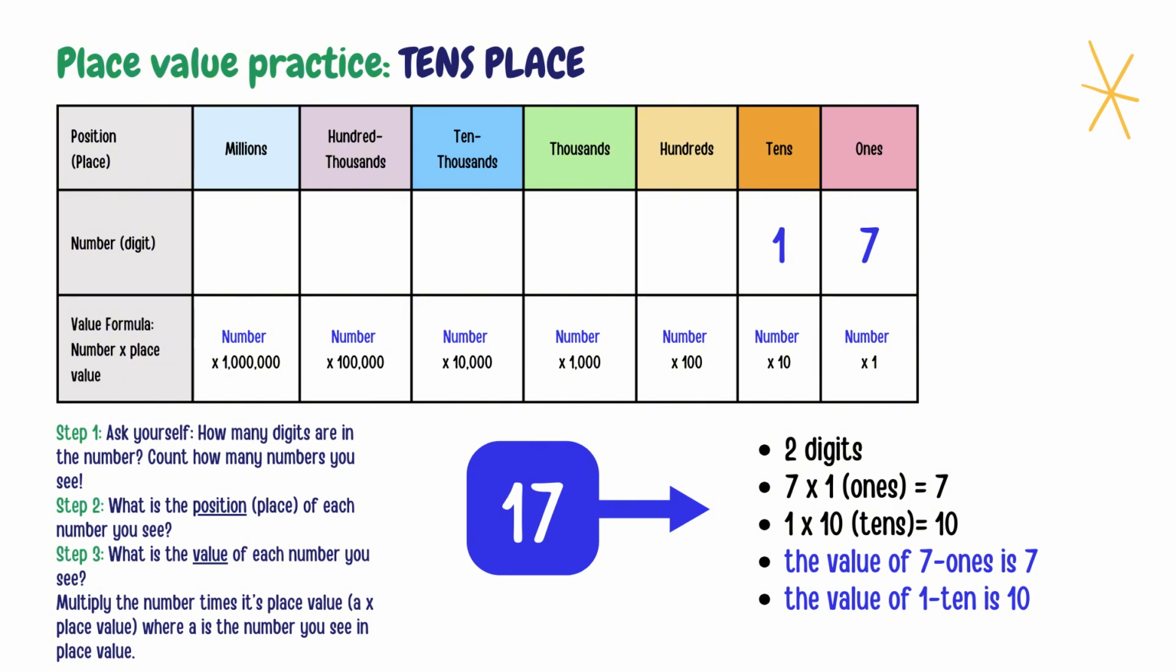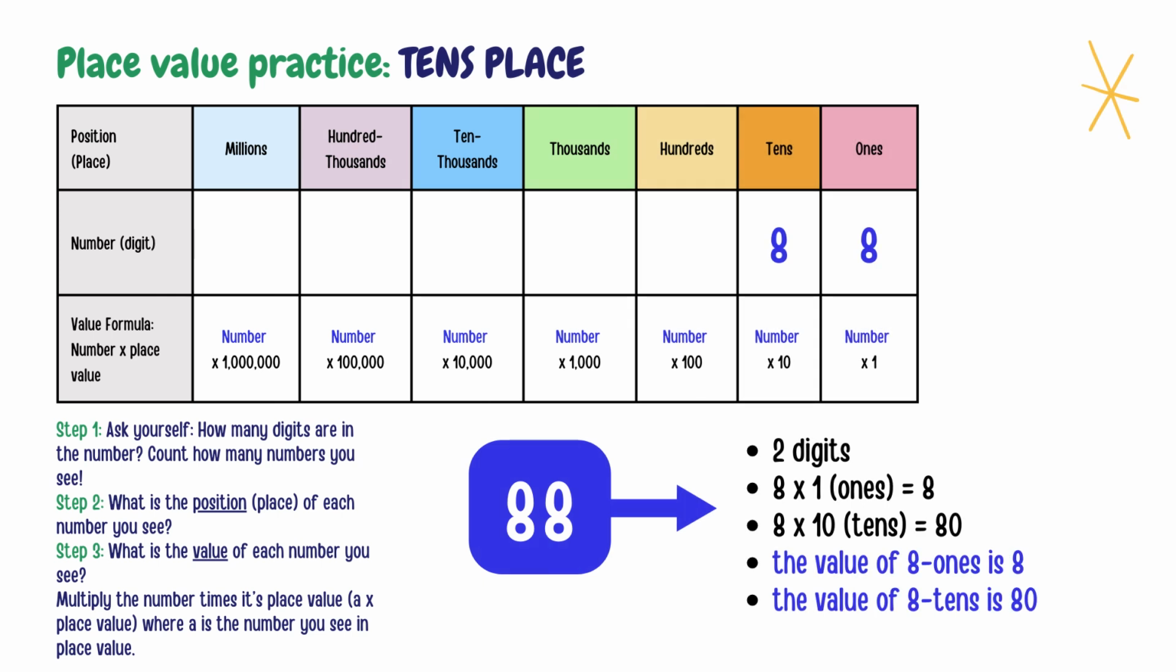Step 3, what is the value of each number you see? The number 7 in the ones place will be multiplied times 1, utilizing our formula on row 3. So 7 times 1 equals 7. The number 1 is in the tens place, so we're going to multiply 1 times 10. 1 times 10 equals 10. The value of 7 ones is 7. The value of 1 ten is 10.